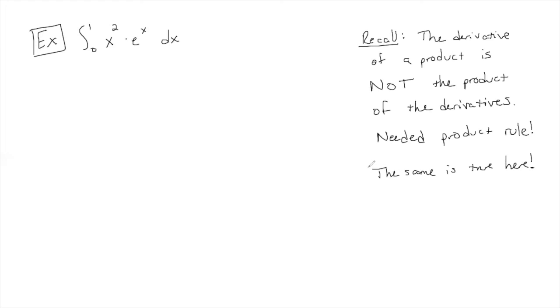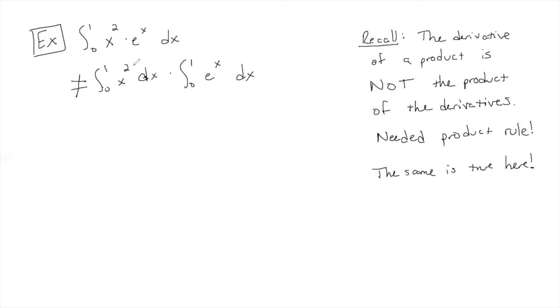So integration and derivatives work basically hand in hand, in that if it's not something you can easily take a derivative of, meaning it's not an obvious derivative, it's probably not an obvious integral either. So this is not equal to the integral of something dx times the integral from 0 to 1 of e to the x dx. This is not equal to this, right?